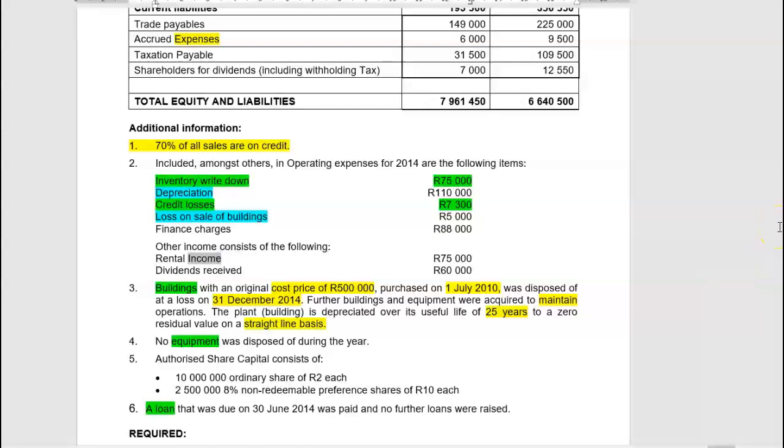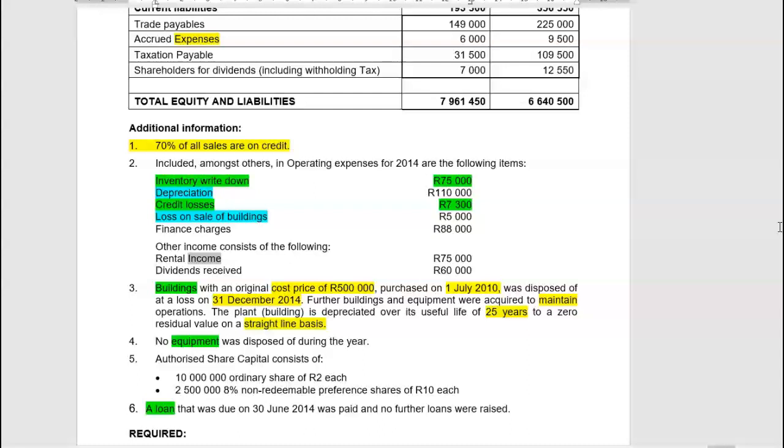Why? Because it's income. If I did not treat rental income as a separately disclosable item, I had to add that 75,000 Rand to cash received from customers. So that is my choice. I must either add it to cash received from customers or deal with it as a separately disclosable item. Now, we are going to deal with it as a separately disclosable item.